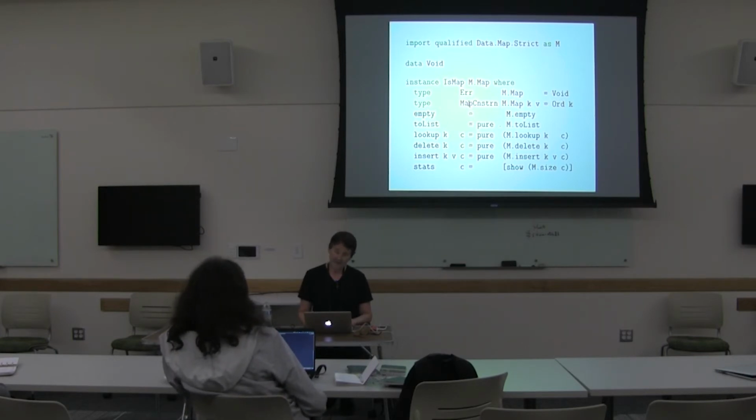And for the constraint, it's saying that given this map of these type of keys and values, it's actually ignoring everything but the keys and saying it needs to be an ORD K. And that's what was going on underneath the covers. So other than that, the empty method of the isMap type class just calls the underlying map. And for toList and everything else, the ones that had possibilities of returning errors, it just calls pure, so it becomes part of the except monad.